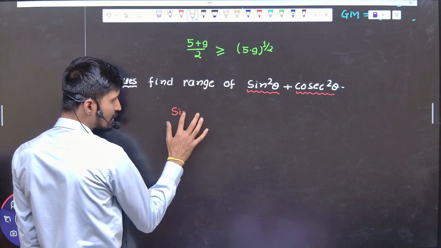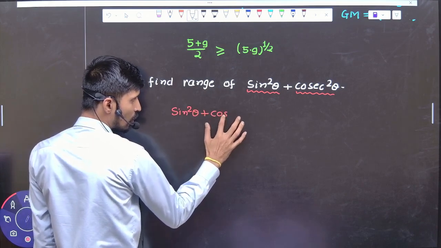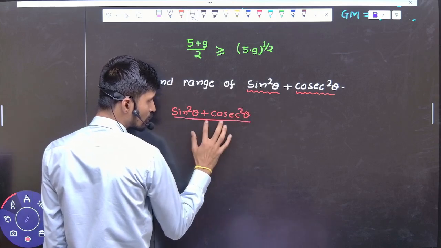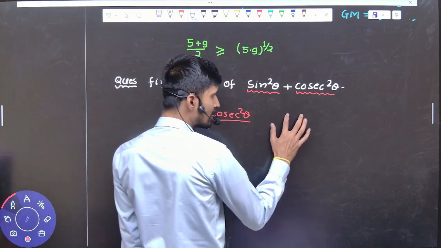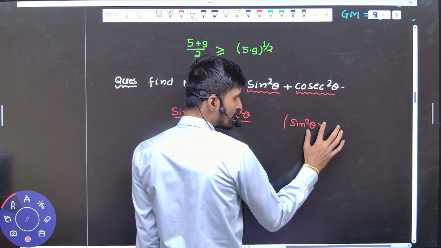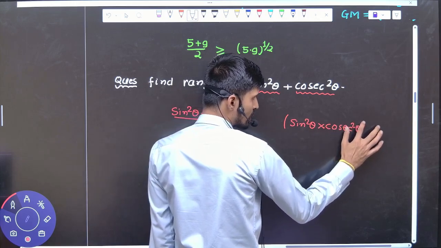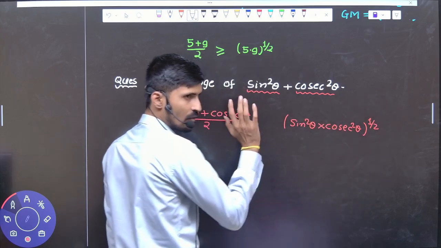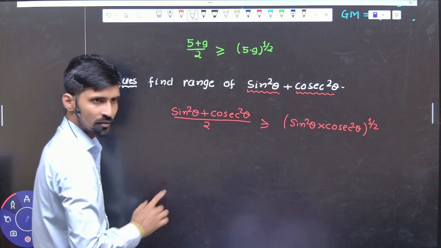So I am going to find arithmetic mean of that. So how will I write? Sin square theta plus cosec square theta by 2. This will be arithmetic mean. What will be geometric mean? Sin square theta into cosec square theta raised to 1 by 2. Tell me, both will get cancelled. That will become 1 or not? And that will be greater than or equal to, correct?